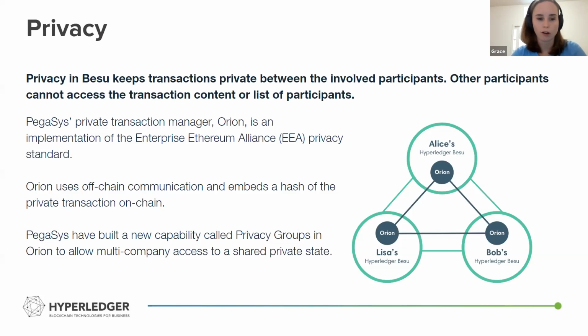There are other ways to solve for privacy, but Orion is one way to do it, and we recommend that. Orion uses off-chain communication that embeds a hash of the private transactions on-chain, kind of like I mentioned with the privacy groups. But we think it's interesting to think through how you have different optionality within a private network, and then being able to have privacy groups as well as the permission network itself.